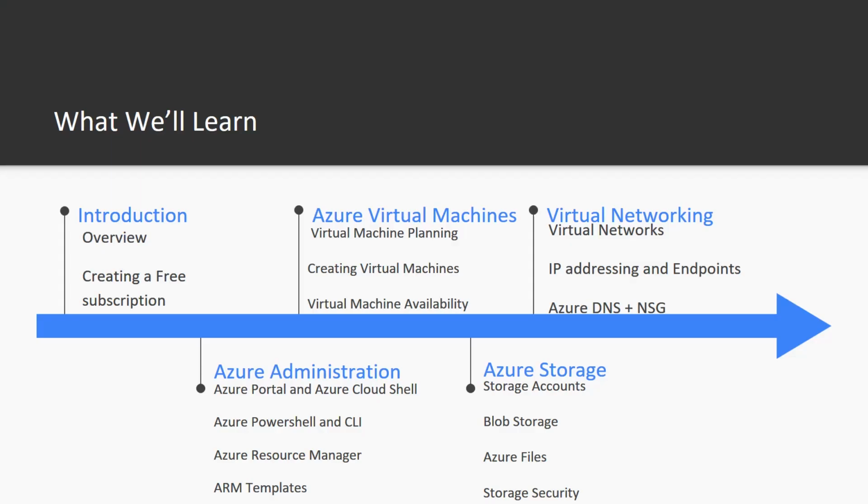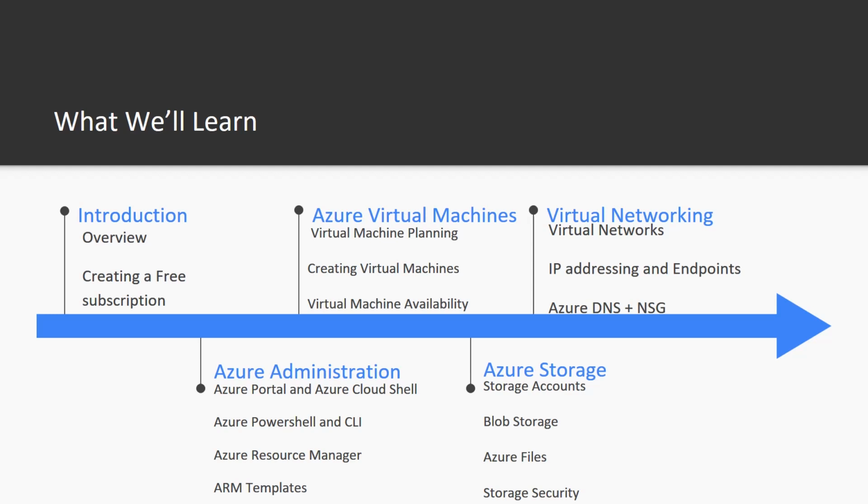So first of all, this is the introduction section. This one isn't going to count. So basically section 1 will be the Azure administration section, in which we are going to cover Azure Portal and Azure Cloud Shell, Azure PowerShell and CLI, Azure Resource Manager, and ARM templates. Then we are going to get into Azure Virtual Machines in the next section, and we're going to cover virtual machine planning, creating virtual machines, and virtual machine availability.